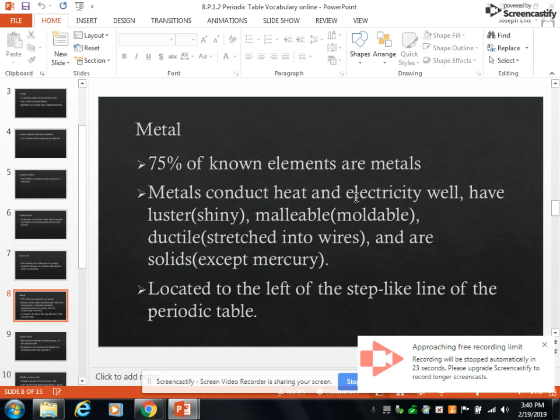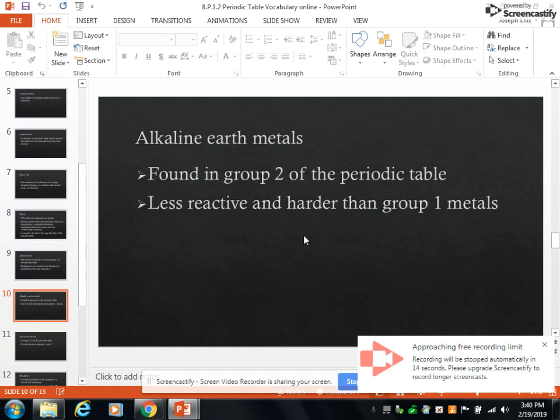But malleable means it's moldable. Ductile means you can stretch the wires. Now mercury is the only one that is a liquid metal, and bromine is the other liquid that's a non-metal. Okay, I pretty much think everything else we've gone through.